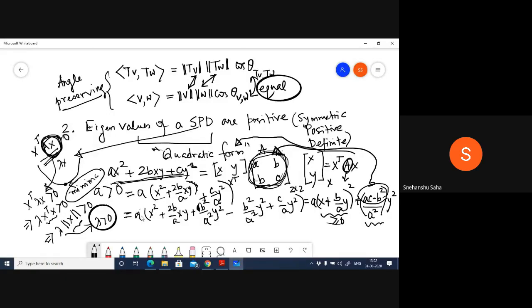Okay, all right. So these are just the foundation stones for understanding why a singular value decomposition works the way it works. We have mentioned two properties here: orthogonal matrices preserve angles and lengths, and eigenvalues of a symmetric positive definite matrix are real and positive.